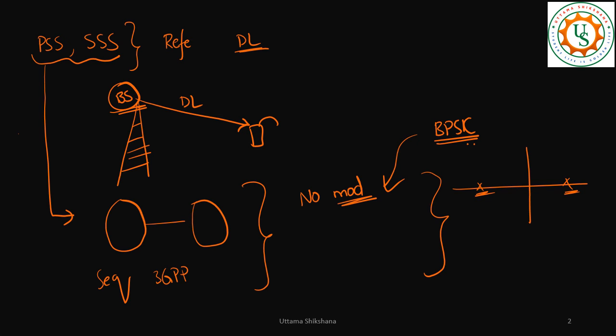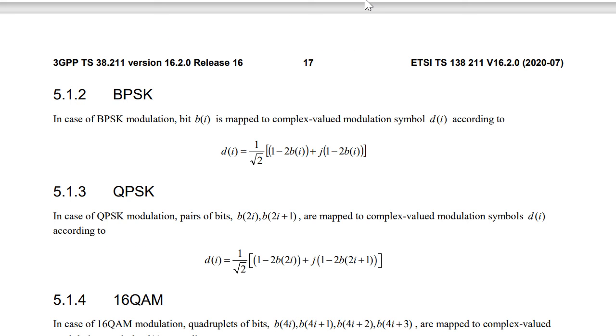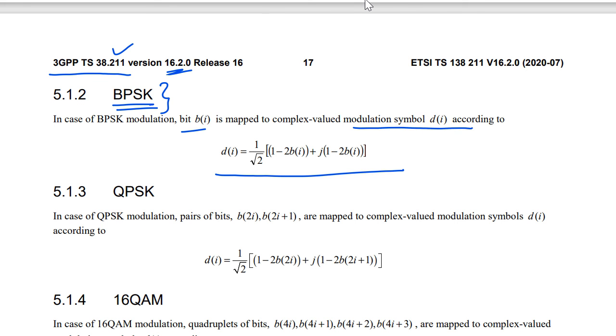For that let me go to the spec, and then it would be very clear. Right now I have opened the spec. This is 3GPP technical specification 38.211, version 16.2. This is the BPSK modulation, and this is the equation to be used. It takes one bit, 0 or 1, and maps it to the complex modulation symbol.